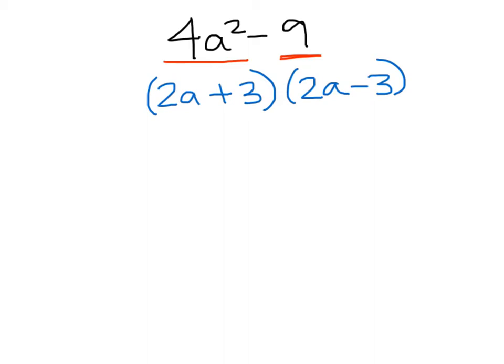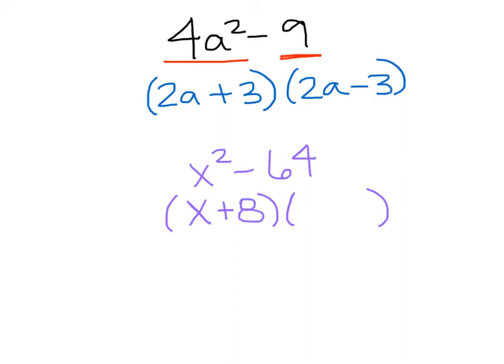We'll look at one more example before we move on. Do this one in purple. So let's say we have x squared minus 64. X squared is a perfect square. 64 is a perfect square. It's subtraction, so this is the difference of squares. So this is going to factor into two binomials. First one is going to be the square root of the first, x, plus the square root of the second, 8. Second one is going to be x, which is the square root of the first, minus the square root of the second. So it's x plus 8 times x minus 8.